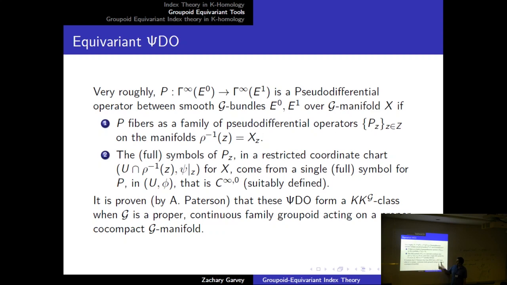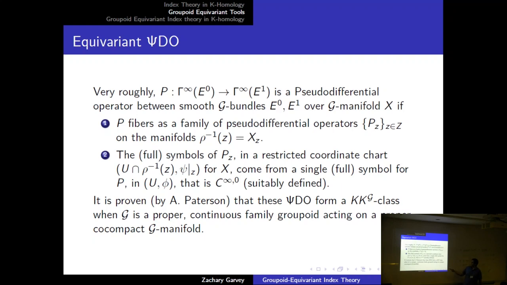So the notion that I'm using is that the full symbols that are defining these operators in coordinate charts really have to come from some global full symbol in this whole chart. And restricting to these fibers will give you the full symbol for the pseudodifferential operators. Okay, and it has to be smooth in the fiber direction and continuous across the base. So this has to be suitably defined.